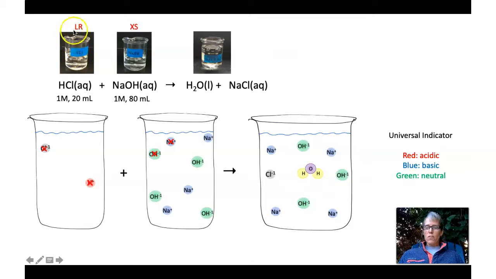And so what this means is that the hydrochloric acid is the limiting reactant because the reaction stops when we run out of these, and the NaOH is in excess. And we can see that because there's leftover here with the product.